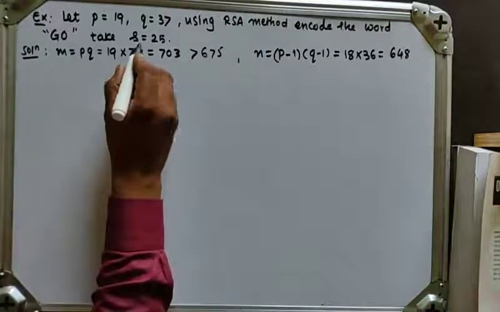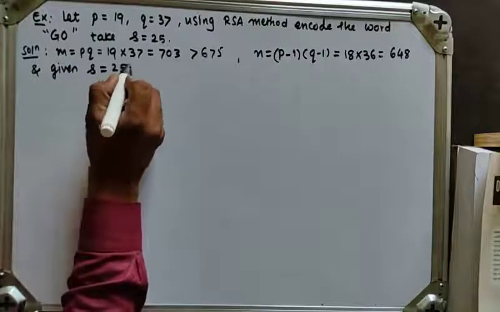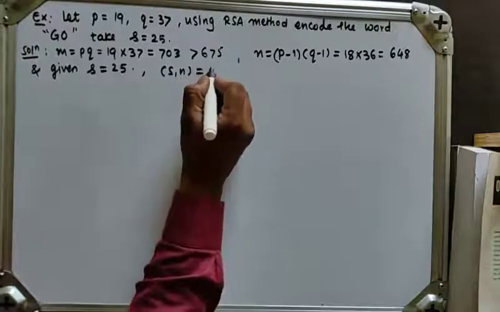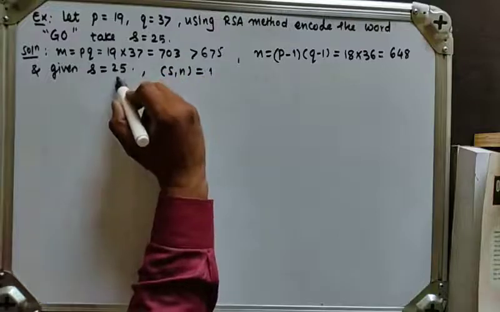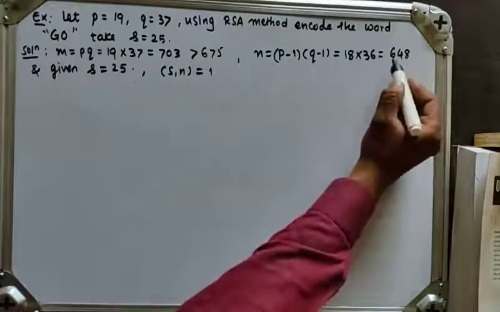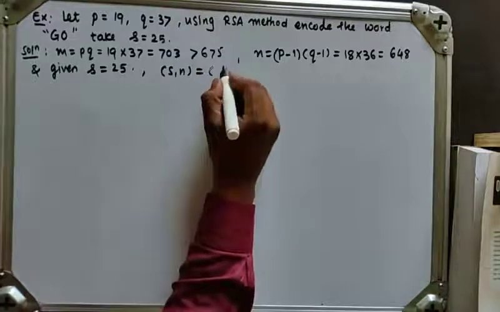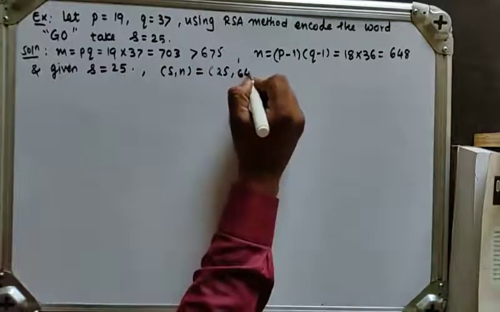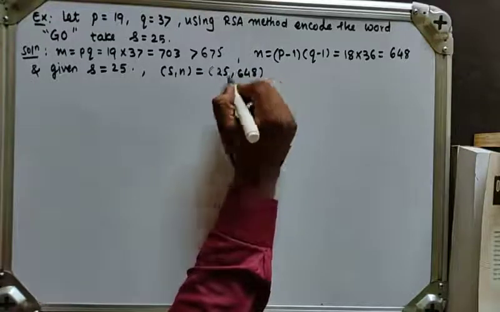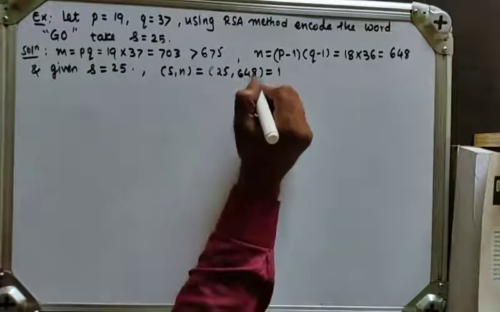And what we have given also is S is 25. The GCD of S and N should always be equal to 1. Here the value of S is 25 and N is 648. The greatest common divisor between these two values is 1, which means both are relatively prime.